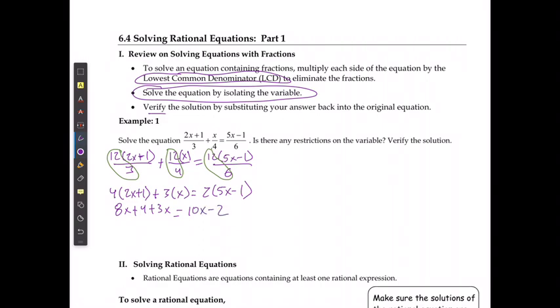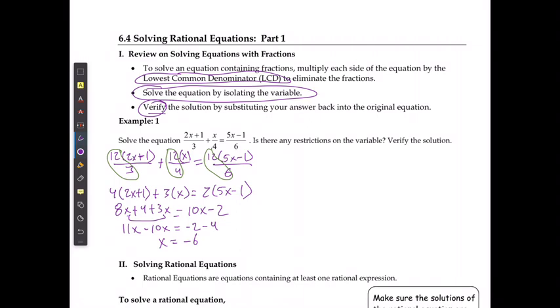I'm going to move the x's all to the left-hand side, so I'm going to have 11x's when I combine these like terms, and I'm going to subtract 10x when I move that over. And on the right-hand side, I have negative 2, and I'm going to move that 4 to the other side, minus 4. And I just get x is equal to negative 6. Then I need to verify that this actually works.